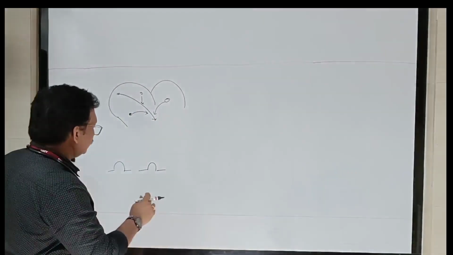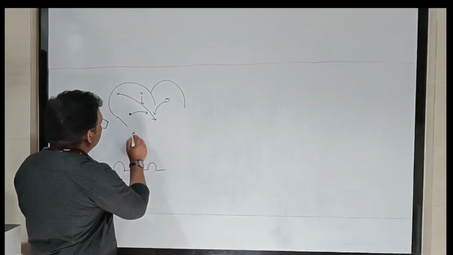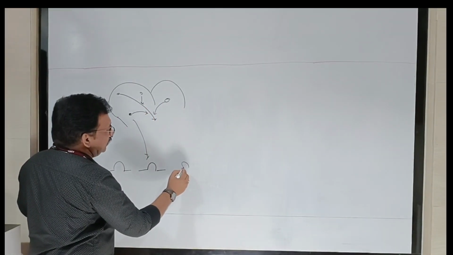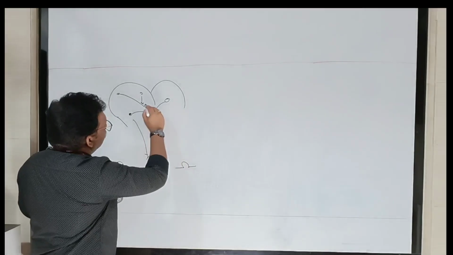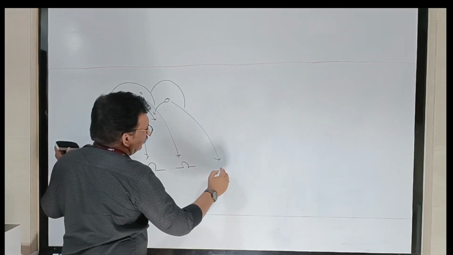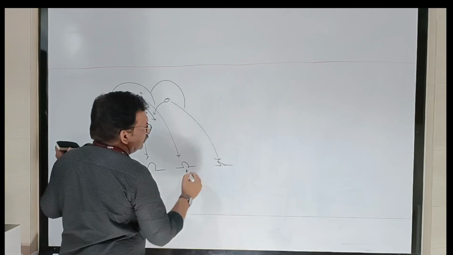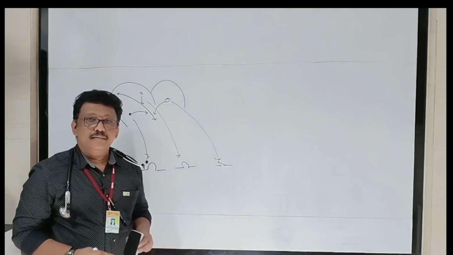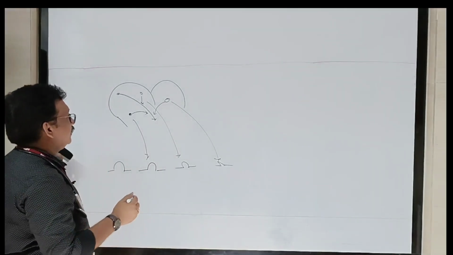So if you are taking a rhythm strip, suppose you get one like this, and another slightly deviated to this side. That is a third one, and another one will be a little sharp, like this. If multiple morphologies are coming, then there is a problem there. We'll see what it is.